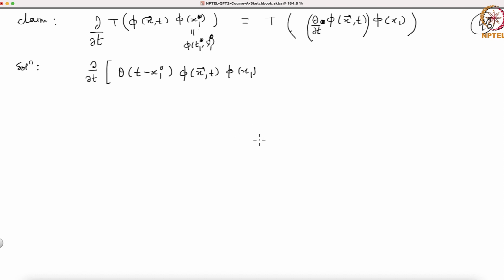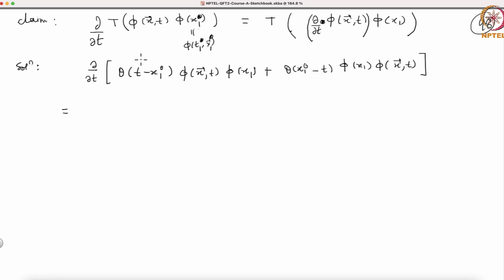Plus theta of x1 naught minus t, phi x1, phi x t. That is the way you can write the time ordered product of these two operators, and then you have the time derivative. So let us just do the differentiation.